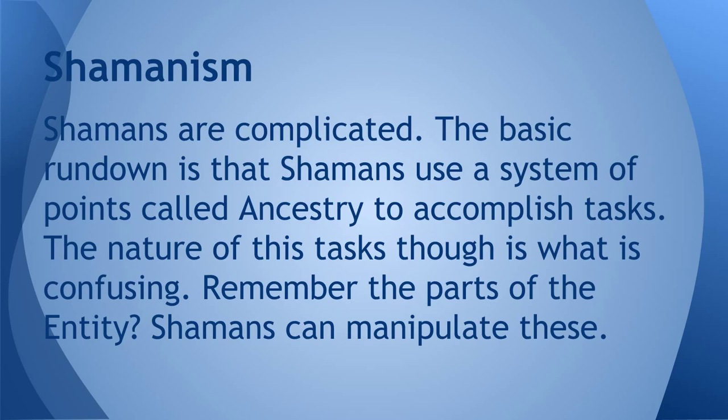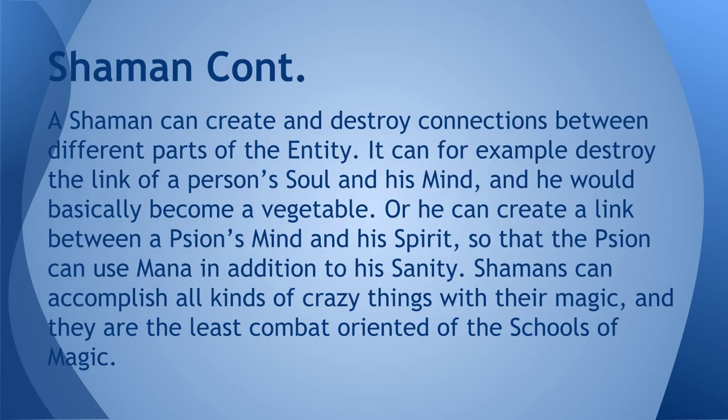But the nature of these tasks is really what's complicated. So remember the chart of the entity. The shamans are all about these parts of the entity. So a shaman can create and destroy connections between different parts of the entity. So it can, for example, destroy the link of a person's soul and his mind, and that person would just become a vegetable because he doesn't have a mind anymore. Or he could create a link between a scion's mind and his spirit, because a scion can't really use mana, so the scion would be able to then use his useless mana in addition to his sanity to use his powers. So shamans can accomplish all kinds of crazy things, and it gets really ridiculous, the kinds of things that they can do.